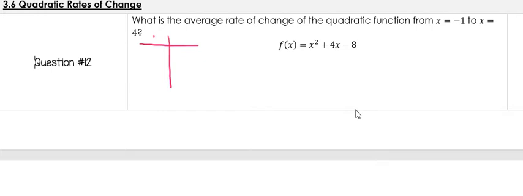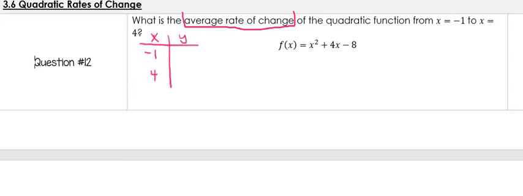Okay, so I know that one of my x values is -1 and the other one is 4. I need to find the y values so that we can calculate the average rate of change. So we'll talk about what that looks like in a minute, but first I want to find the y value so I can do it.